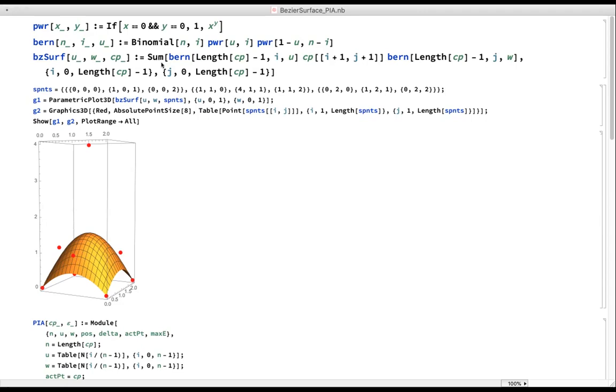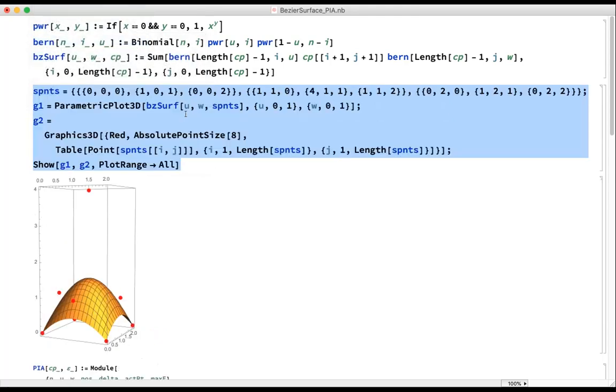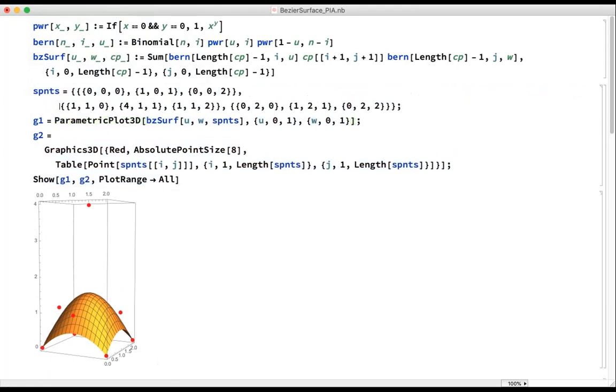And in this example, I will define the Bernstein polynomial by using the binomial coefficients of n and i, and use the power function, right? The power function can be defined by this. And if you want to plot the surface like this, we can use the control points like this. I will show you the way.